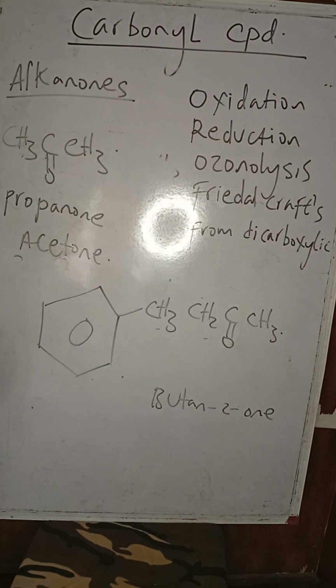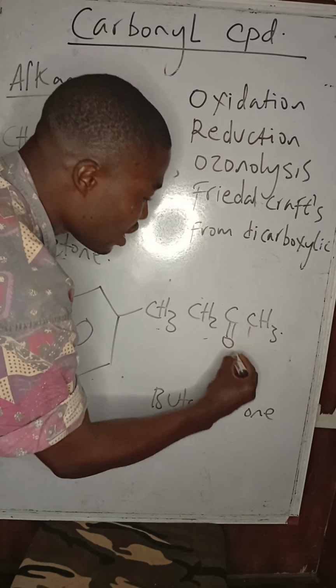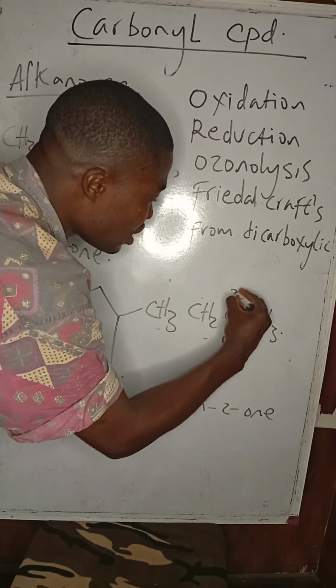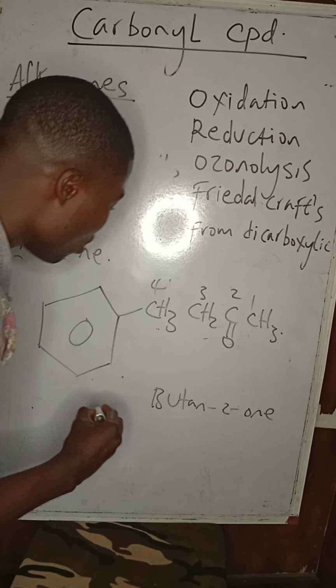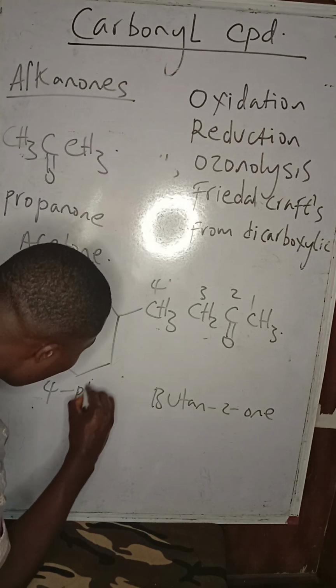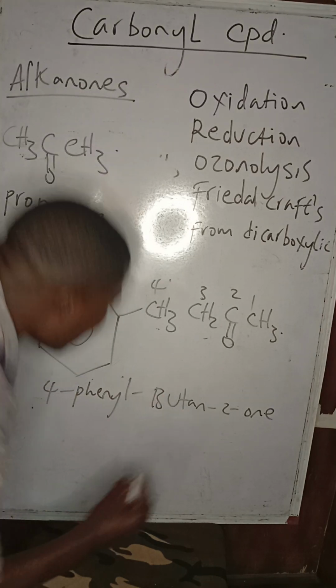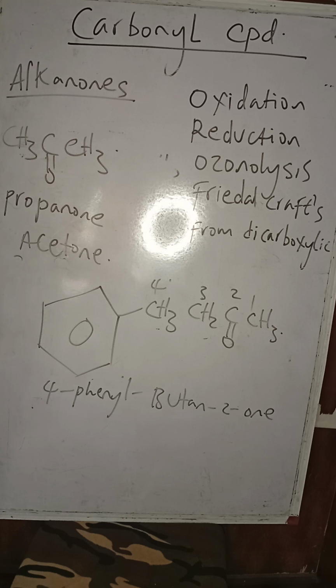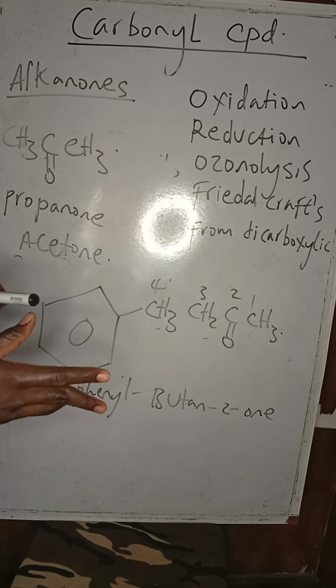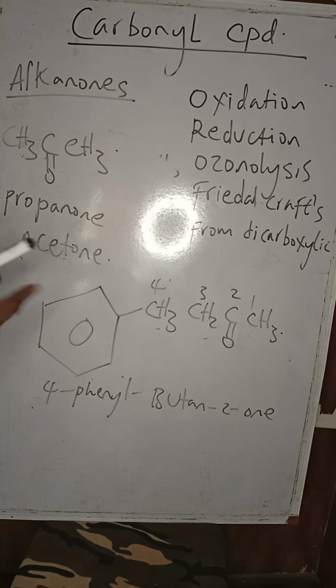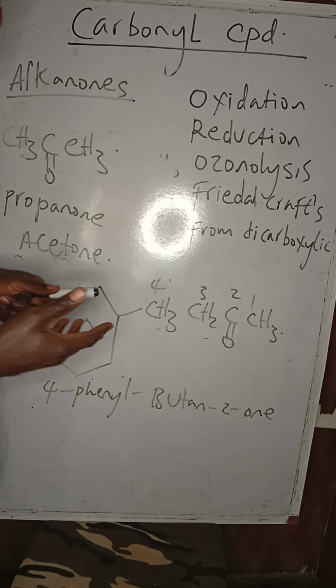That's the parent. This is carbon 1, this is carbon 2, this is carbon 3, this is carbon 4. So I'll say 4-phenylbutan-2-one. So that's a little insight into the nomenclature of carbonyl compounds. It's very simple to name. They're quite simple and easy.